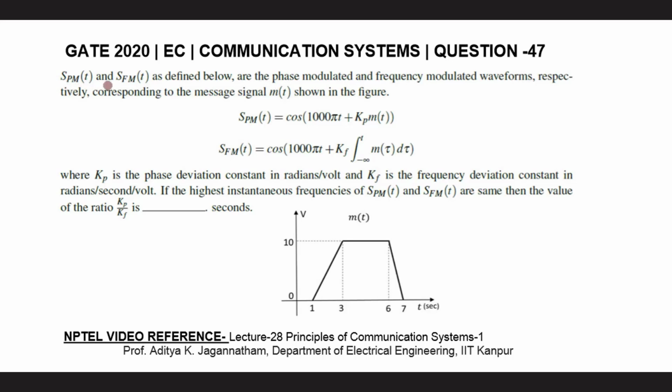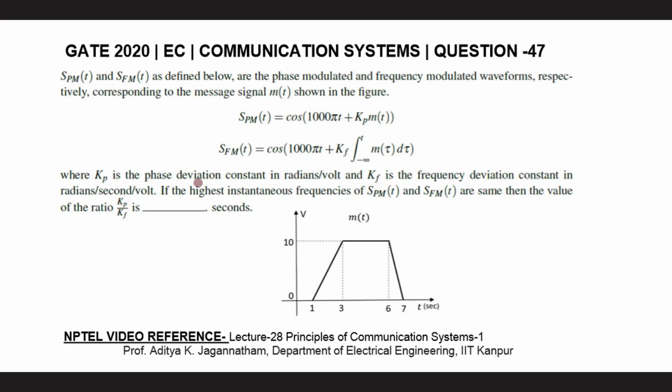SPM(t) and SFM(t) as defined below are the phase modulated and frequency modulated waveforms respectively corresponding to the message signal m(t) shown in the figure. SPM(t) equals cos(1000πt + kp m(t)) and SFM(t) equals cos(1000πt + kf times the integral from minus infinity to t of m(τ) dτ).